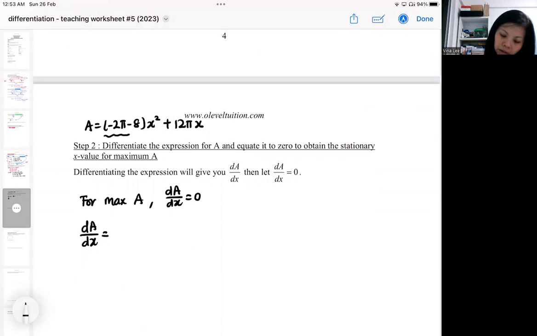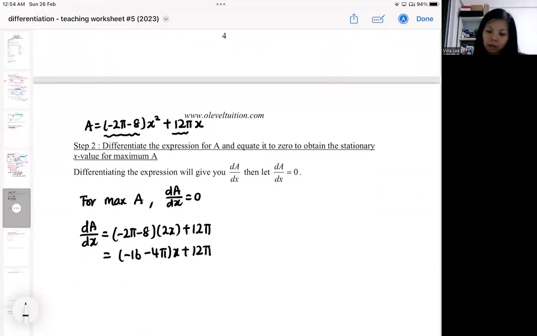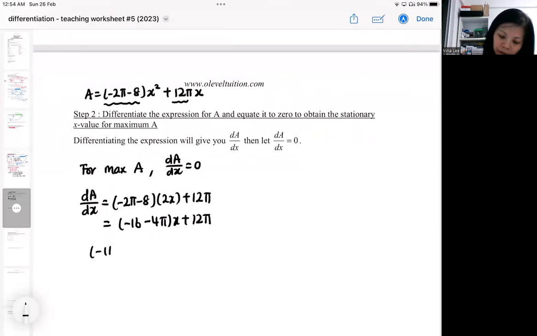So this whole chunk here is just a constant. Don't be tricked by it. It's just a constant. So differentiating x squared gives 2x. And this is also a constant, so I'm getting a 12 pi. So all in all, that will be my dA/dx. Now I'm going to set my dA/dx equal to 0.